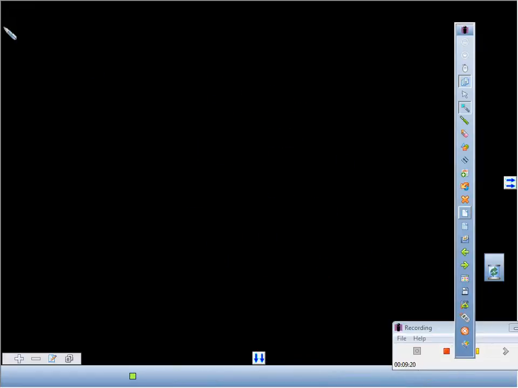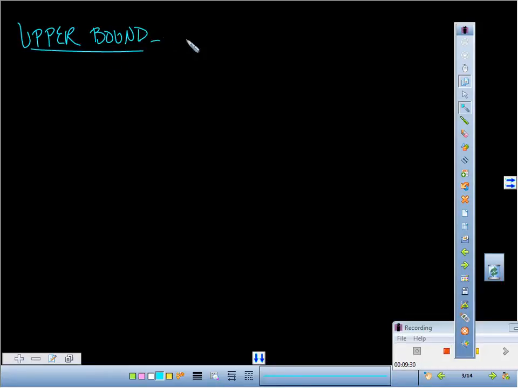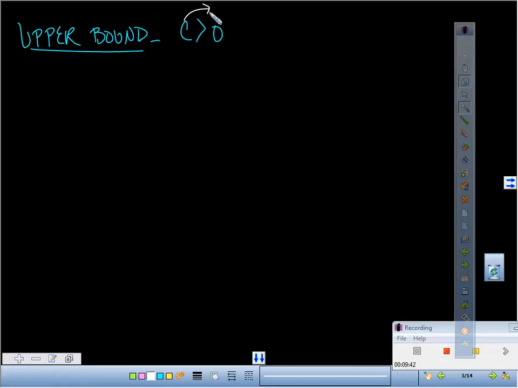Okay, so let's talk about two things, upper bounds and lower bounds. So, upper bound. What is an upper bound? First of all, C has to be greater than 0, and C is the root. We're going to call it the possible root. The possible root you're dividing by.